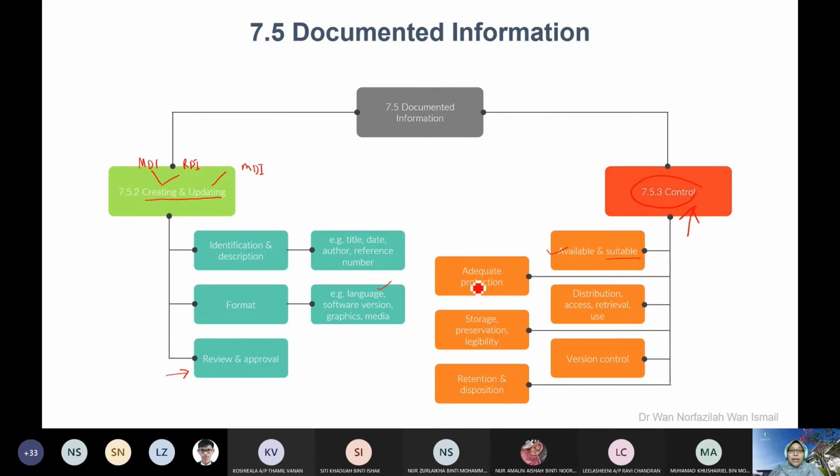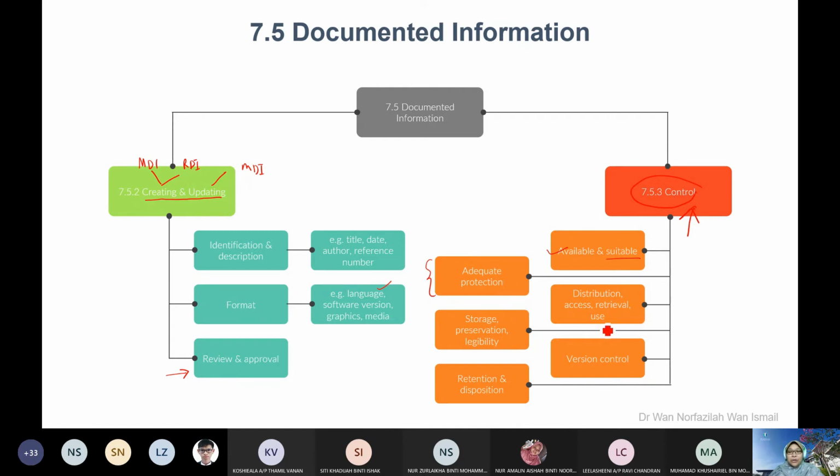Okay, adequate protection. Nowadays, most companies prefer to email the results to their customer. This soft copy needs adequate protection. For example, you need to put a password on the PDF lab report. Otherwise, if it gets hacked, other people can get the results. So that is what is meant by adequate protection.